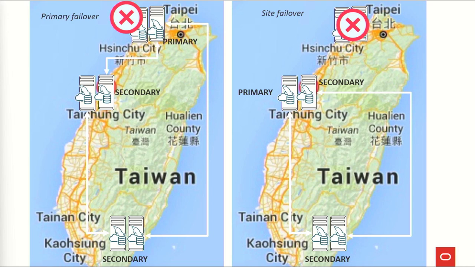So it won't do a site failover to another node in the other data centers, either Taichung or Kaohsiung. However, if there is any site failure, for example the Taipei data center fails, then yes, it will trigger automatic failover. One of the nodes in Taichung or Kaohsiung will be promoted as the new primary node.